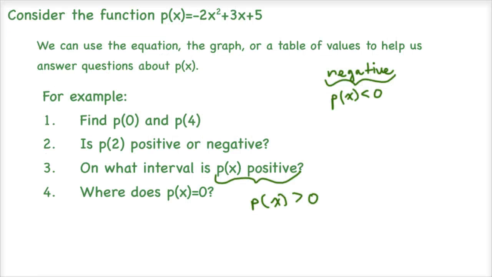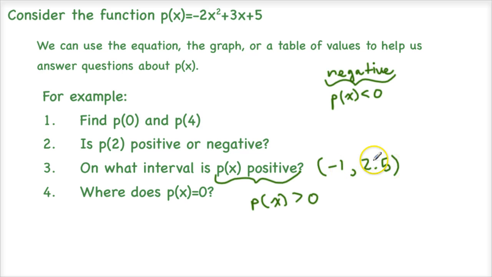And so when we go back and we would say on what interval is p of x positive, I would write this as (-1, 2.5). And I'm using parentheses here because it's open, right? If this was a closed interval and it included -1, I'd use the bracket, but it doesn't include -1 because at -1 it's actually equal to 0, and we want it just where it's greater than 0 or positive. We don't want it equal to. So that's why I'm using parentheses. And it goes from -1 to 2.5.